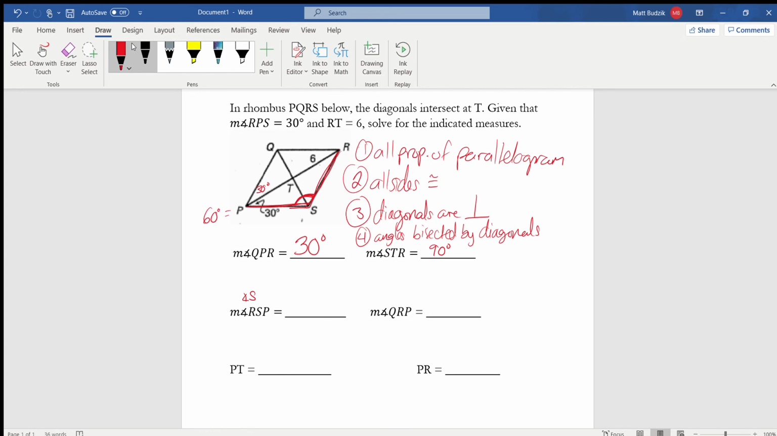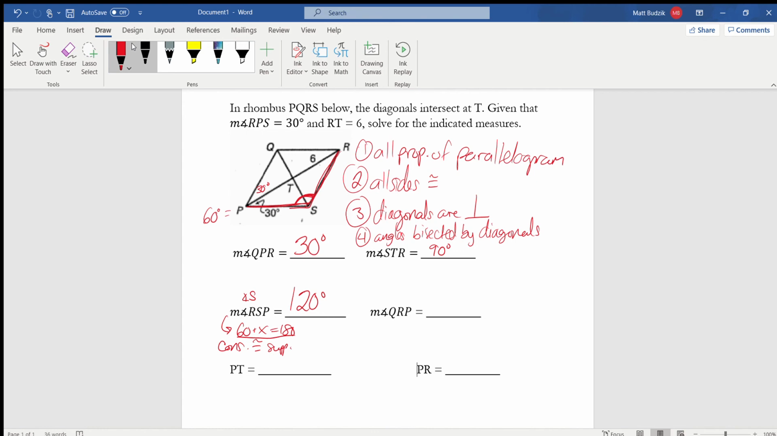And we know, because all of the properties of a parallelogram apply, that angle P and angle S have to add up to 180. So since P is 60, whatever S is, I'm going to call that X, has to get us to 180. And we know that because of consecutive angles being supplementary. So that we get RSP is 120 degrees, solving this equation right here.